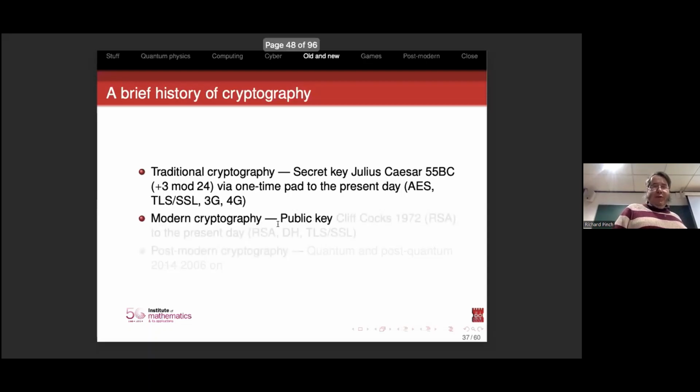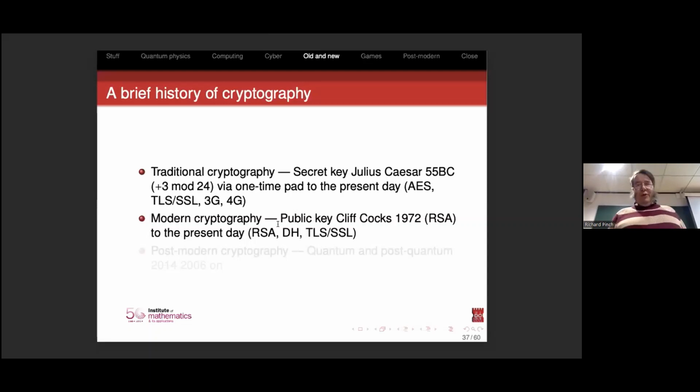Modern cryptography, sometimes called public key cryptography, was invented by my erstwhile boss, Cliff Cox, in 1972, as a result of a challenge by his boss, James Ellis, who said, can we dispense with the secret key? Can we do encryption without the secret key? And the answer is yes. And the system that he invented was published independently, but a little later by Rivest, Shamir, and Adleman, which is why it's called RSA cryptography, not Cliff Cox cryptography.